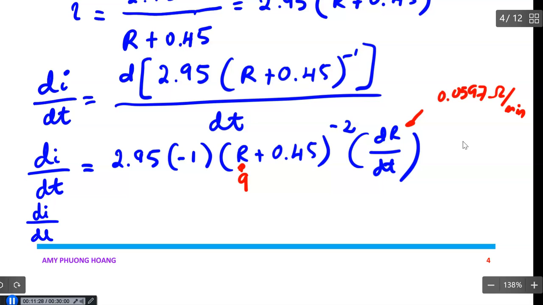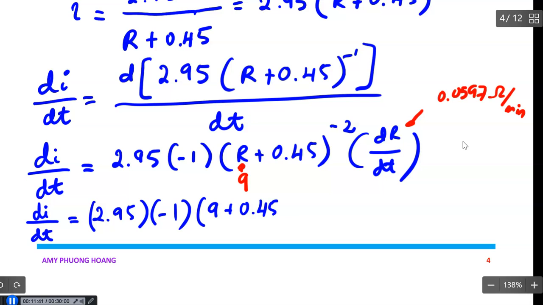So di over dt will be equal to 2.95 times minus 1 times (9 plus 0.45), all of it in the brackets, raised to exponent negative 2, multiplied by 0.0597.